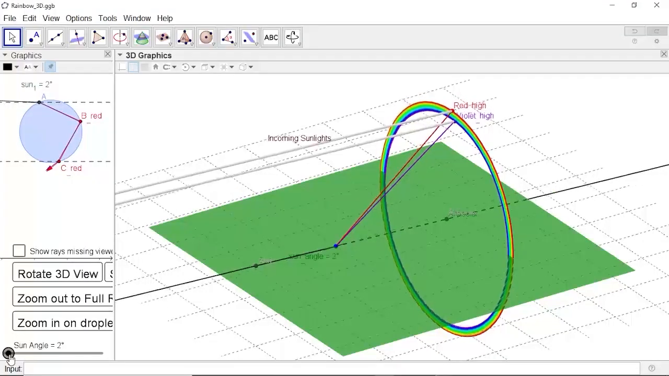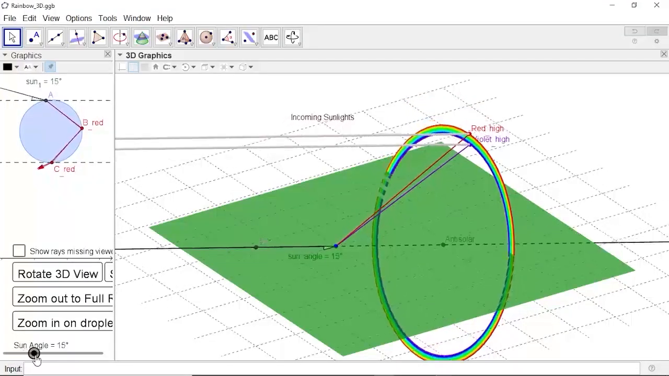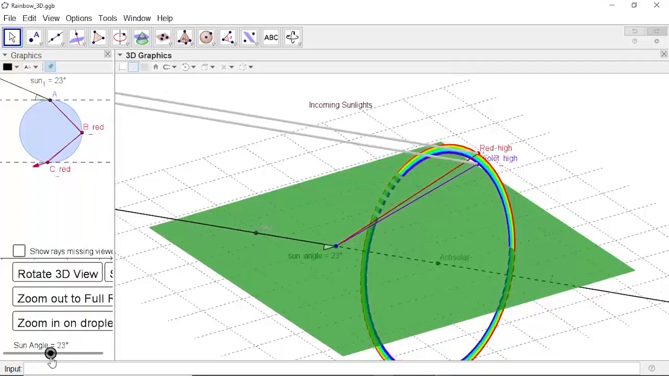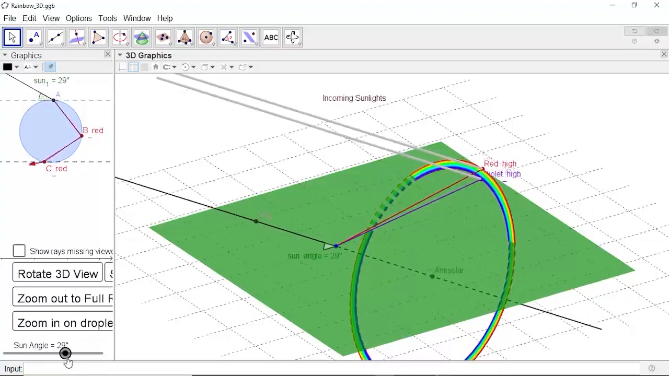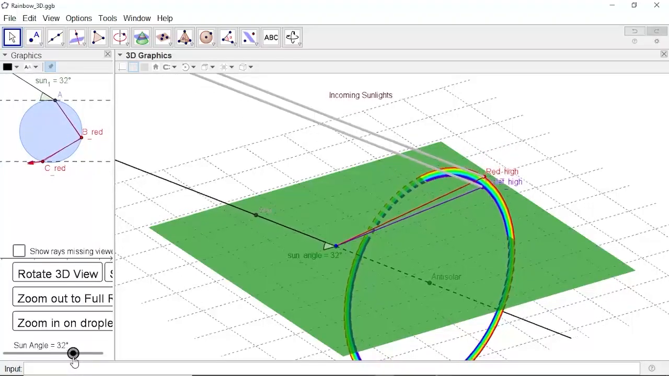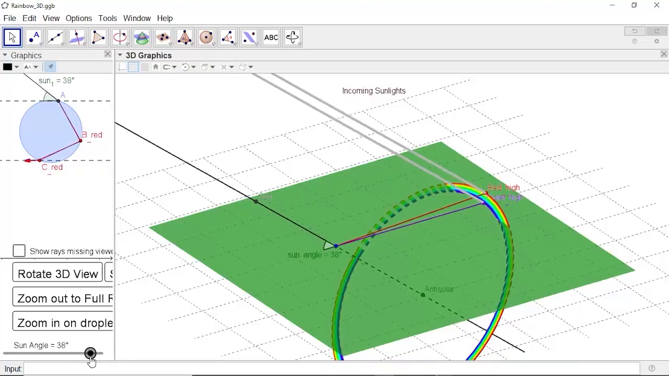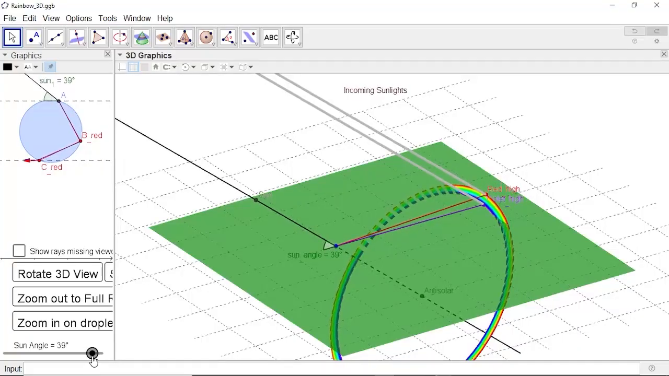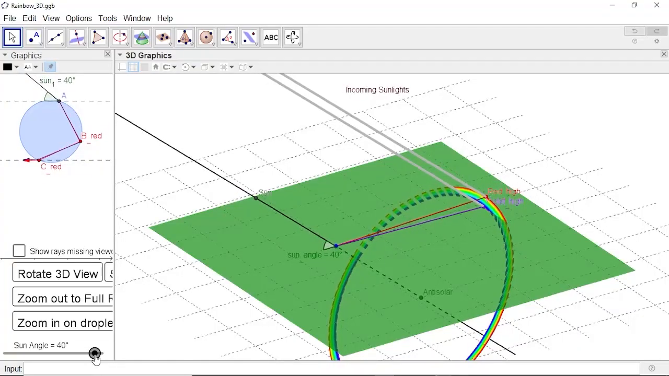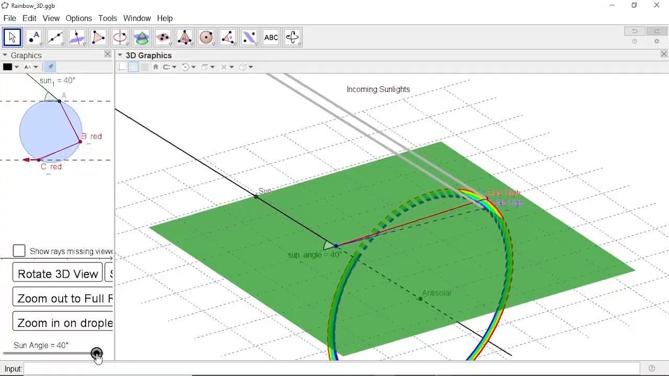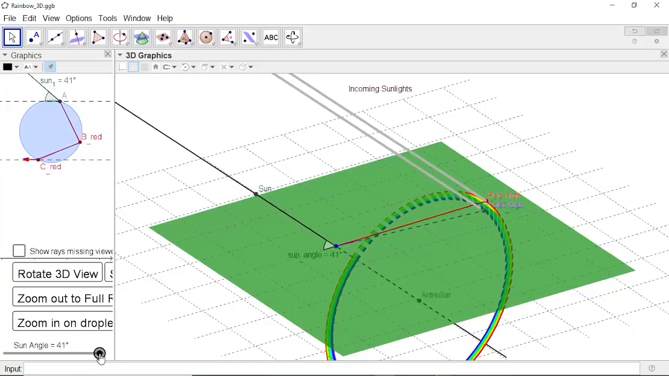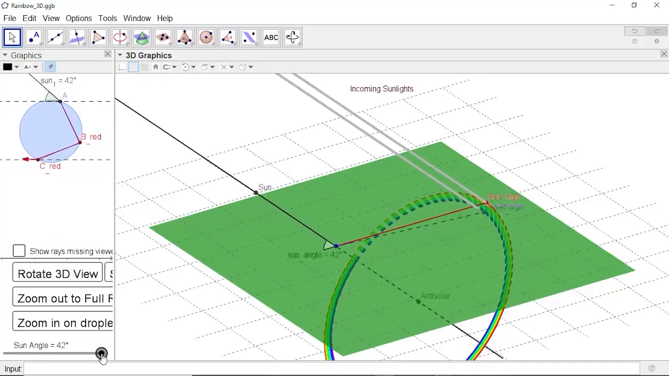When the angle is increasing from 0 to 42 degrees, the rainbow becomes less and less visible. It fades away. At around 40, violet and blue bands disappear first. At around 42, the rainbow is completely invisible because it is totally below the horizon.